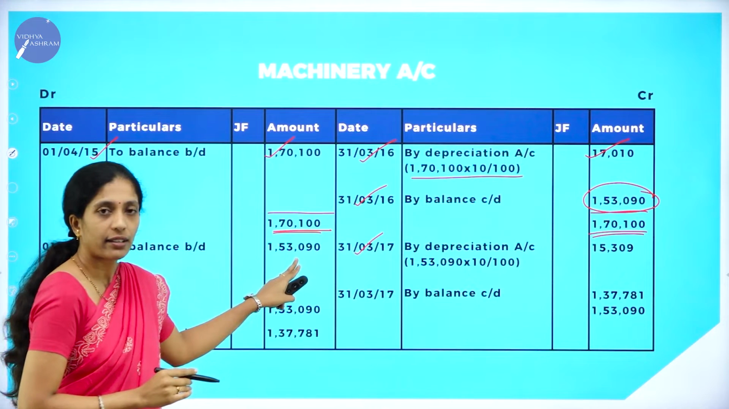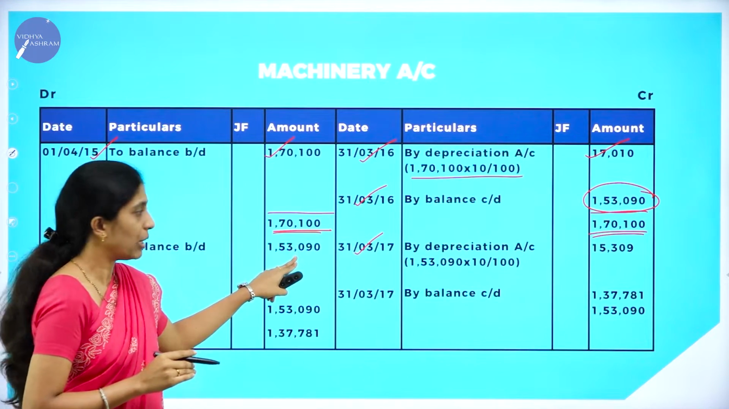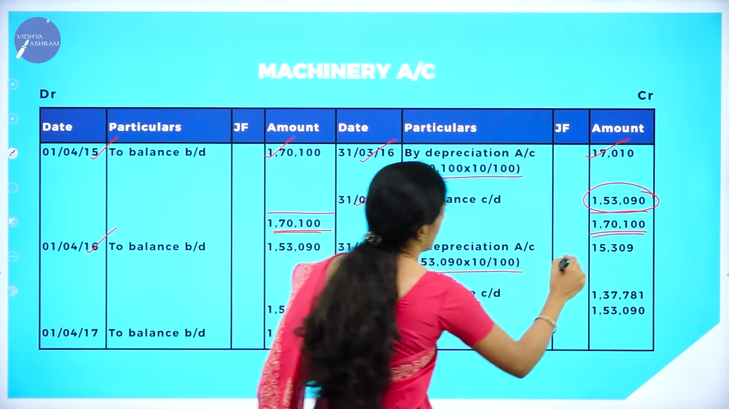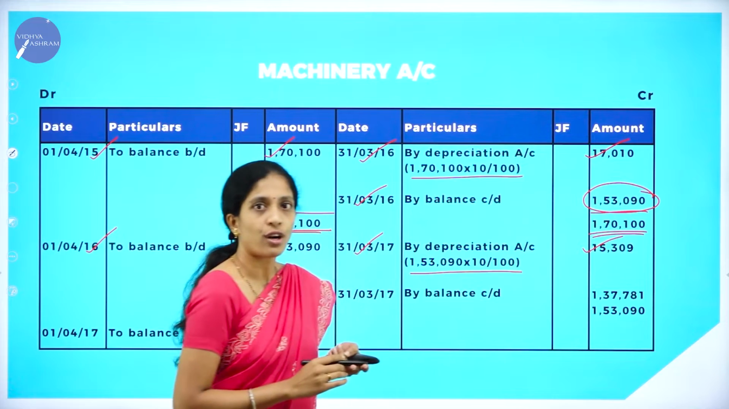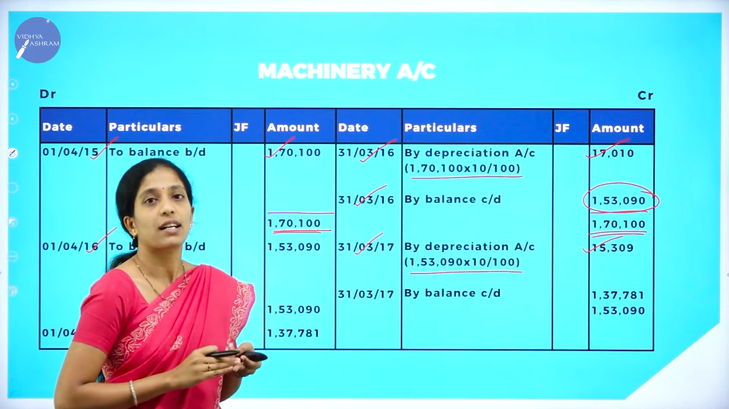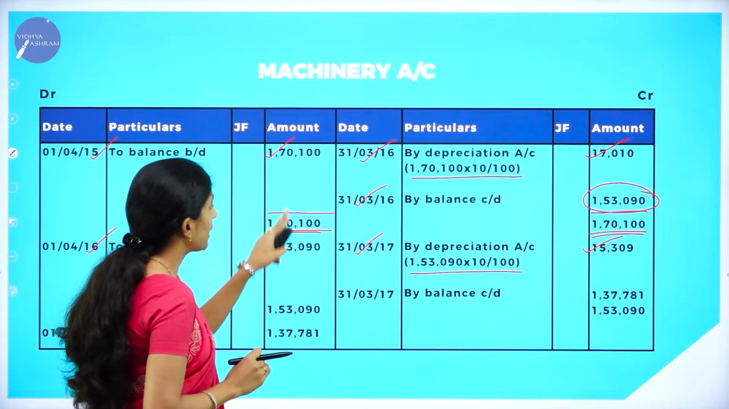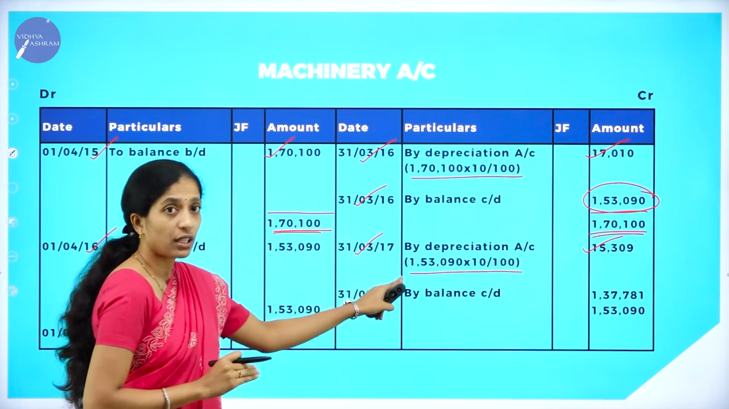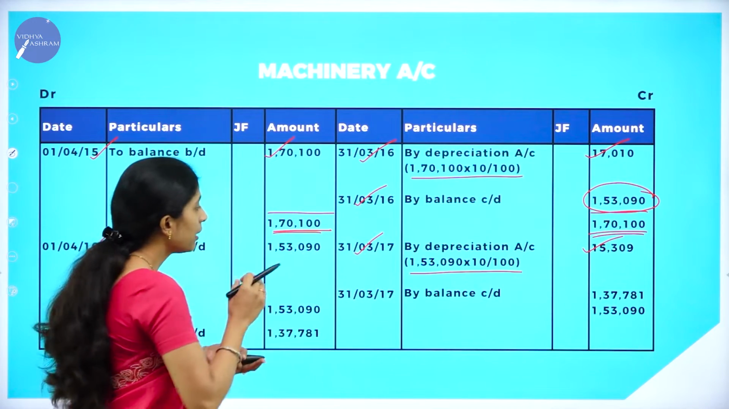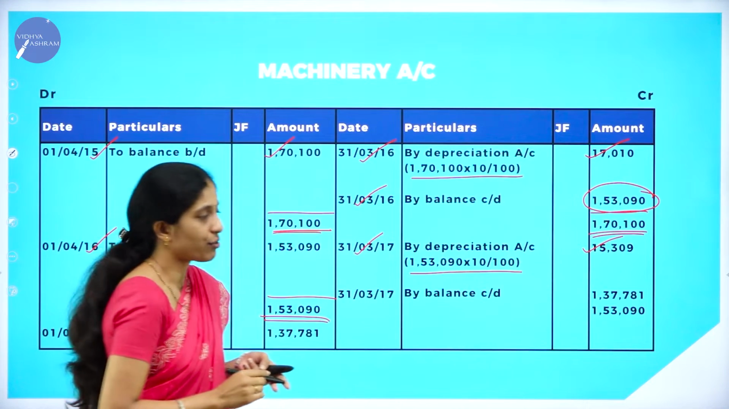Now we are going to calculate depreciation on which amount? That is on the written down value amount. That is 1 lakh 53,090 into 10%. So you'll get 15,309. Hope you are clear with charging depreciation under the written down value method. Here also in the fourth year, you are going to calculate on this reduced value. Now balance both the sides. Debit side it is 1,53,090.